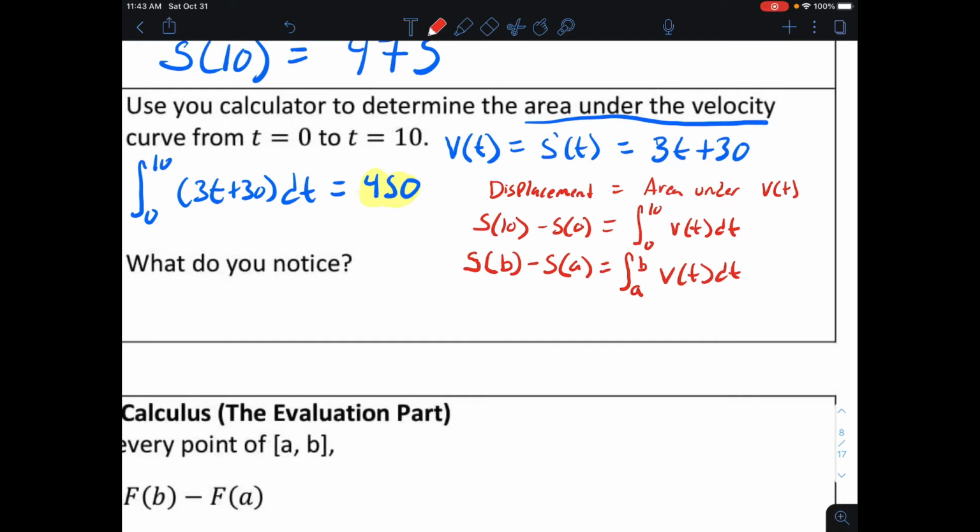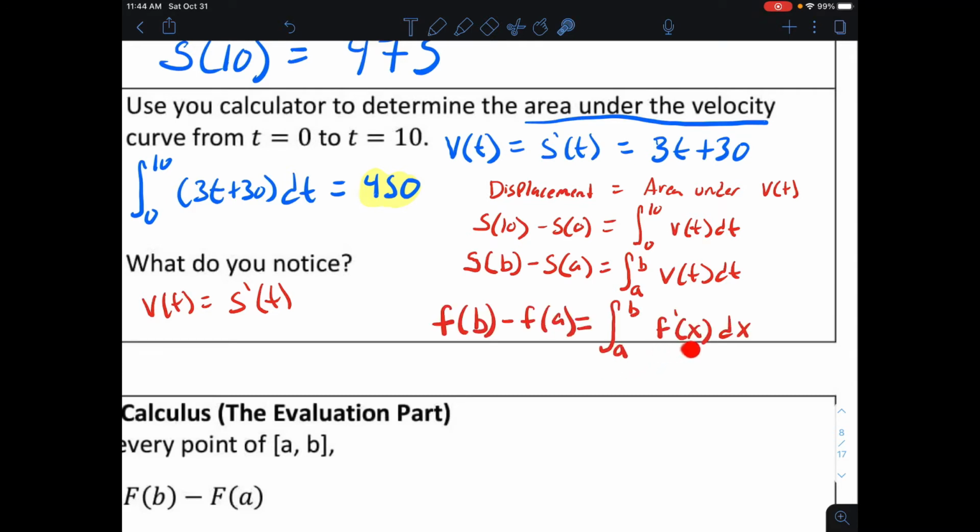Now, we could even go one step farther here. Remember the relationship between position and velocity. Velocity is equal to the derivative of my position function. So instead of talking about position and velocity, let's relate this to any function f. If I found the area underneath a rate curve, which is basically the derivative function, that is going to equal the difference in the y values of the functions whose derivative this f prime is representing, f of b minus f of a.